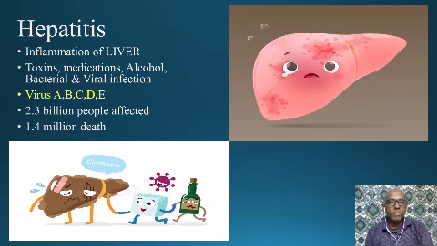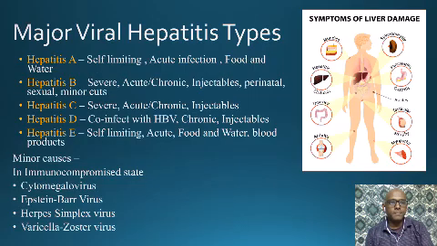Hepatitis is basically inflammation of the liver, which is caused by toxins, medications, alcohol, bacterial and viral infection. Viruses such as A, B, C, D, and E are major types. Around 2.3 billion people are affected, and 1.4 million deaths are due to hepatitis.